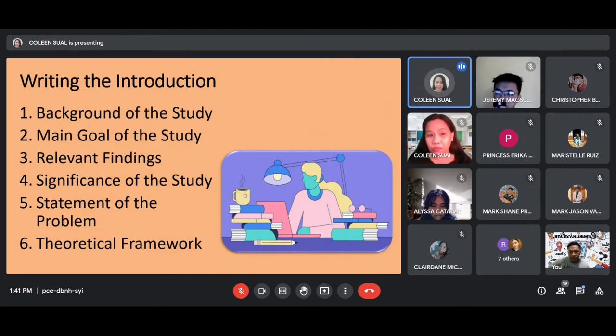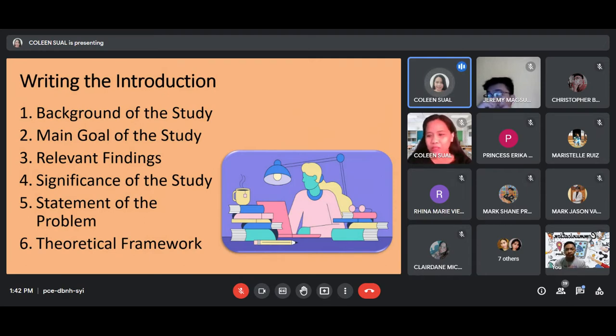If you got overwhelmed, kalma muna. Please calm down. Because you will not present the details of all the parts that you see on screen. Background of the study, only two sentences. The main goal of the study, one sentence. Relevant findings, 3 to 5 sentences. Significance of the study, 7 to 10 sentences. Statement of the problem, this contains only questions. For a theoretical framework, 7 to 10 sentences.